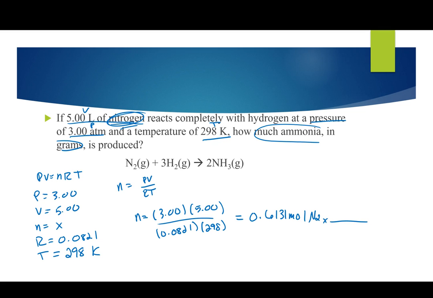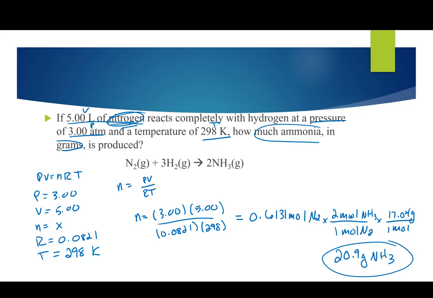So then I'm going to have to do a mole to mole step, stoichiometry, right? Always a mole to mole step. So 1 mole nitrogen, 2 mole ammonia, and then 1 mole ammonia, 17.04 grams. And so what you're going to get at the end of this is 20.9 grams ammonia. Okay. So you use the ideal gas law because you can't use 1 mole is 22.4 liters. So let's go back to the one we skipped.